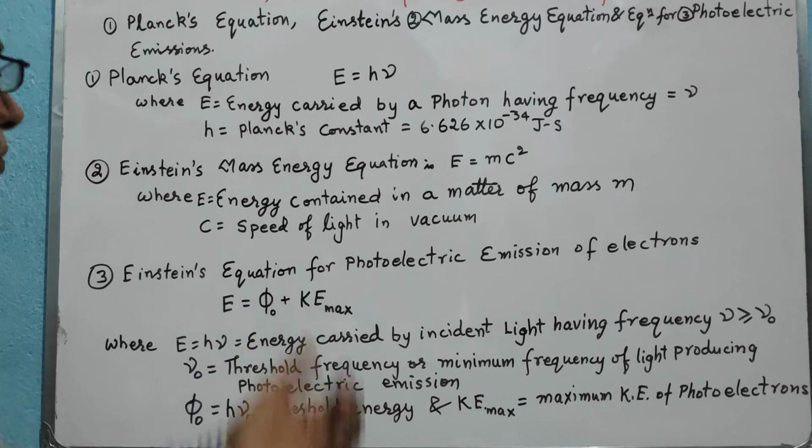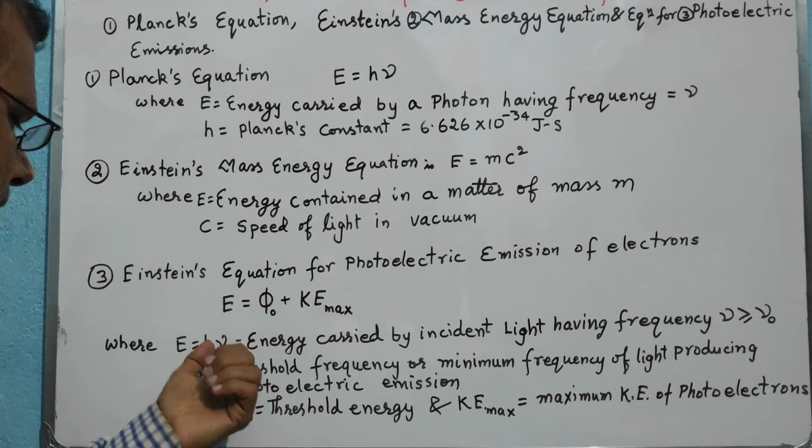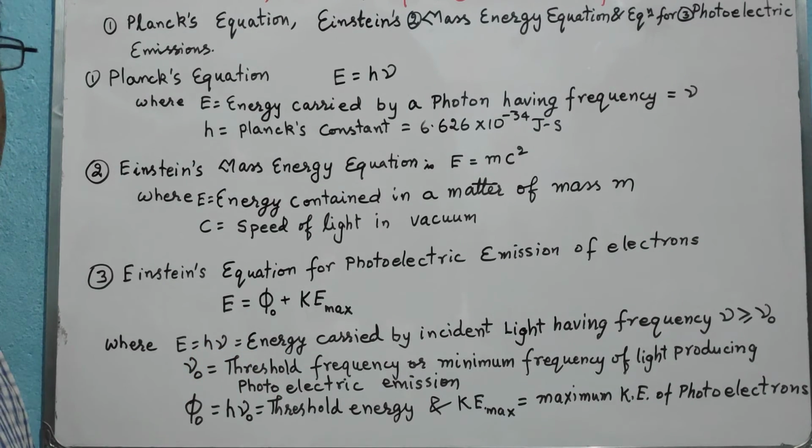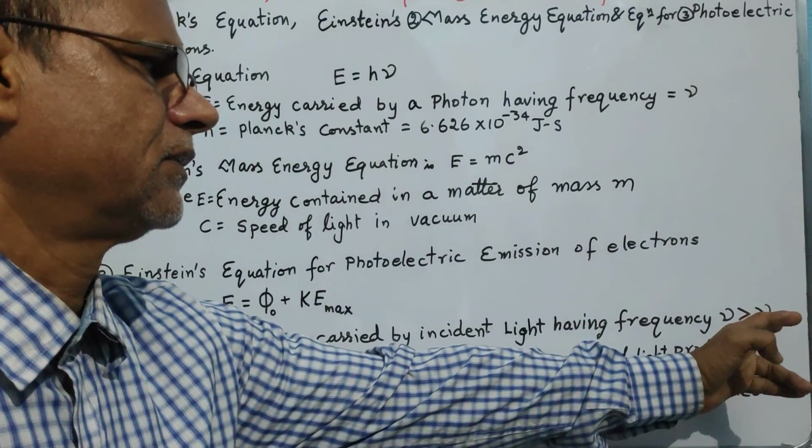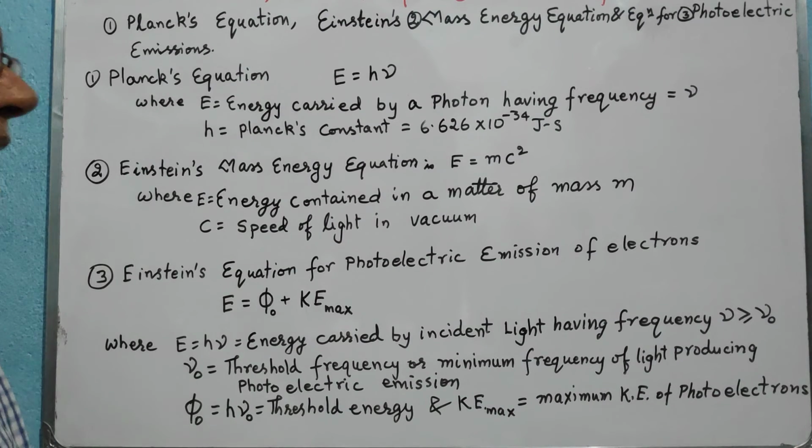Certainly E is equal to h nu, the total energy of the incident radiation, where nu is the frequency of the incident light, and that must be greater than or equal to the threshold frequency, only then will the photoelectric emission take place. nu 0 is the threshold frequency, that is the minimum frequency of light which can produce photoelectric emission in that given material. This threshold frequency varies from material to material, and phi 0, that is the threshold energy, is equal to h nu 0, where h is Planck's constant and nu 0 is the threshold frequency. K max is the maximum kinetic energy possessed by the photoelectrons.